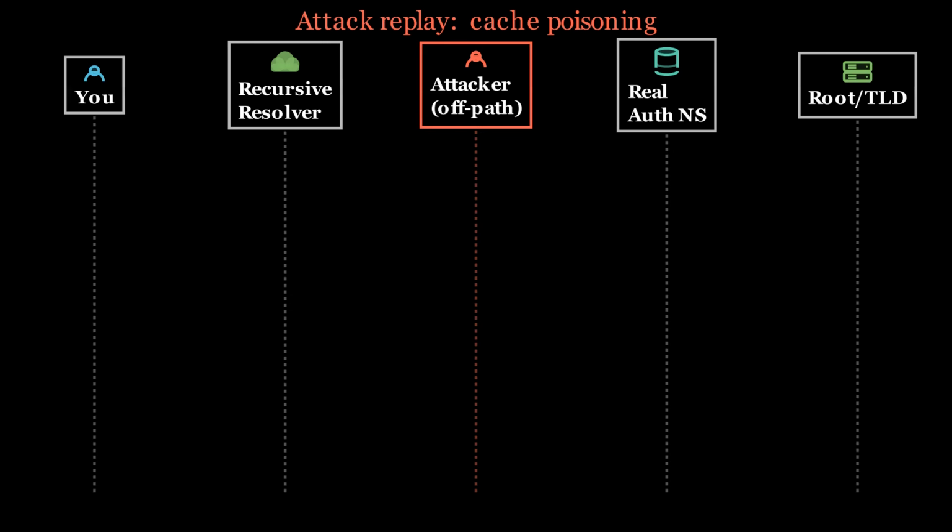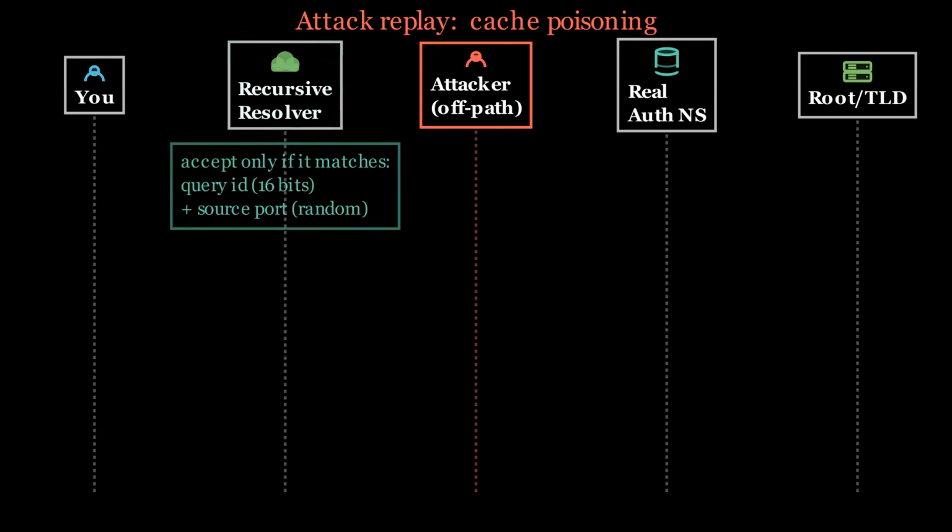Here's the nightmare. If an attacker can get your resolver to cache a forged answer, everyone using that resolver goes to their servers with the correct name in the address bar. It works like a race. Your resolver asks the real name server and waits for a reply. The off-path attacker can't see that query, so they flood the resolver with forged replies, guessing the details, hoping one lands before the real answer.